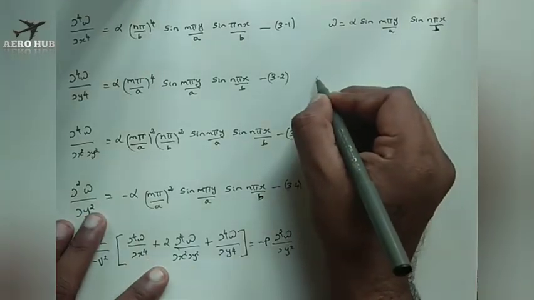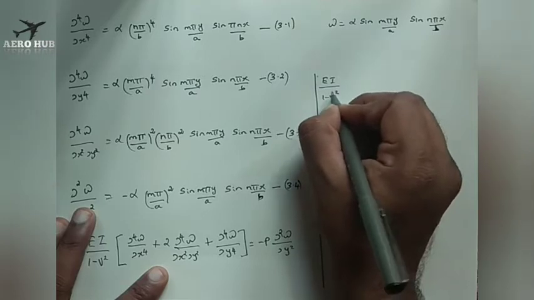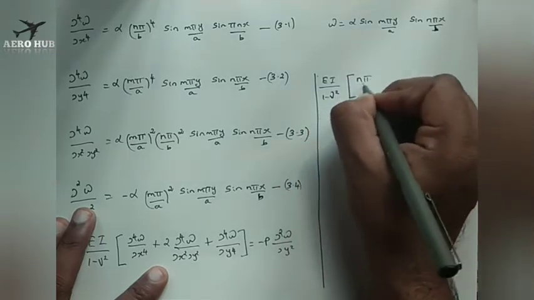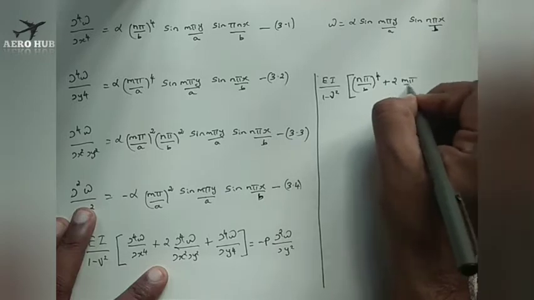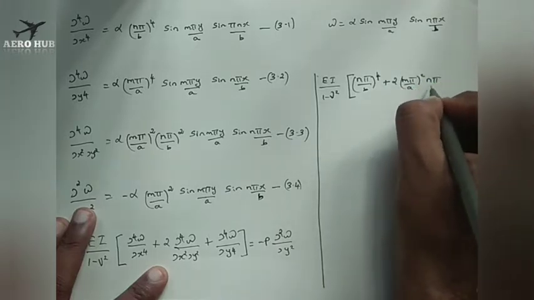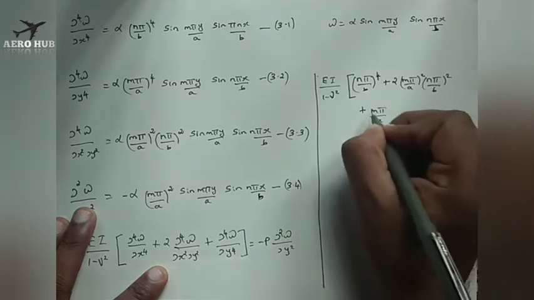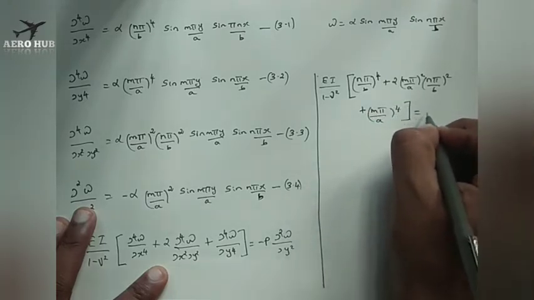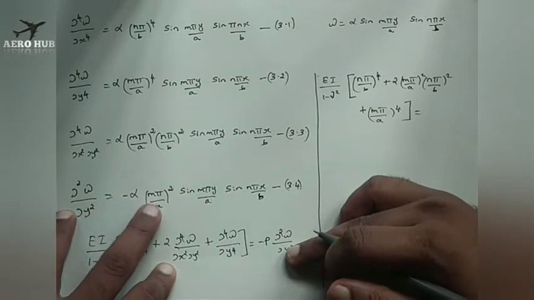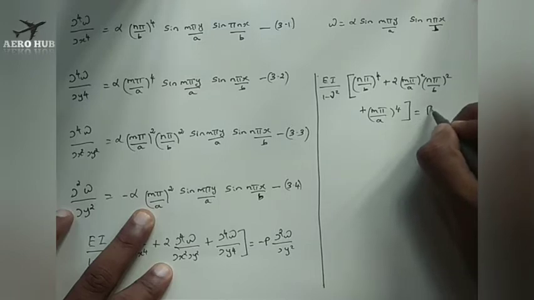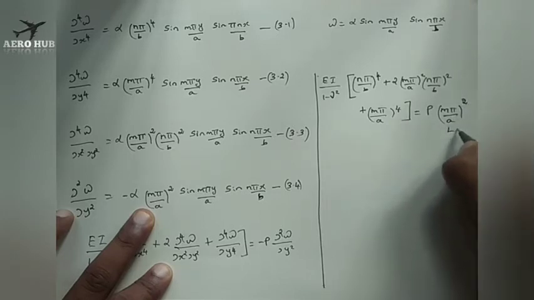So finally I will be getting an equation as EI/(1 − μ²) [(nπ/b)⁴ + 2 (mπ/a)² (nπ/b)² + (mπ/a)⁴] is equal to, we have minus here, and ∂²ω/∂y² is minus α (mπ/a)², so it will be plus p, that will be p (mπ/a)². So this will be equation number 4.